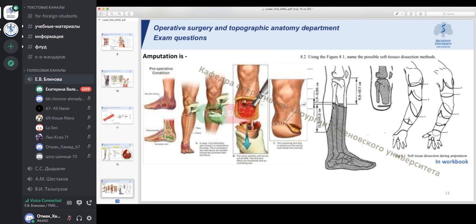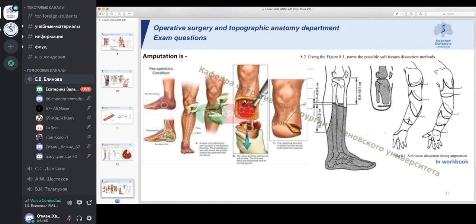The second stage is the sawing of the bone. And before the sawing, you should scrape the periosteum from the tibia and from the fibula. And saw firstly the fibula with a Gigli saw or electric saw, and secondly the tibia. Next, you should ligate the artery and vein of the soft tissue, and cut the nerve 3 centimeters above the bones.